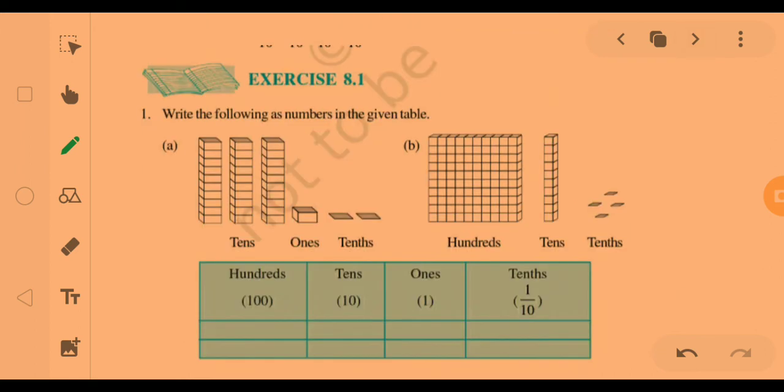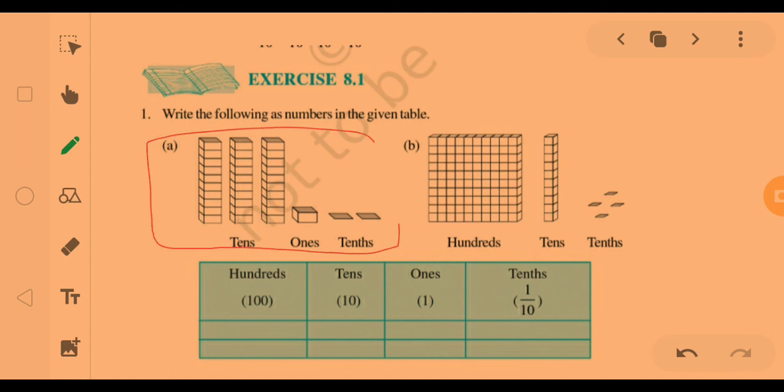Next one, it is the exercise problems. It is for you to do as homework. So this is your homework for today. You have to look at the figures, the blocks, and write the corresponding values. How many hundreds are there? How many tens are there? See the first one, A.